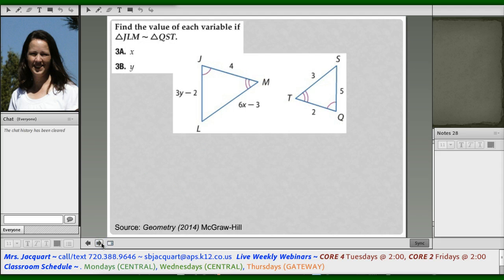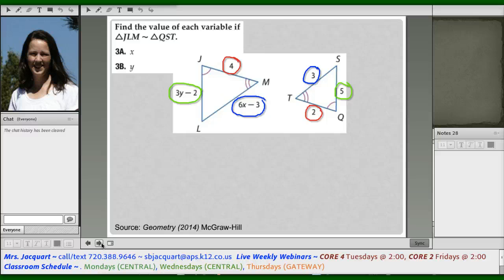Cool. Okay, so find the value of each variable if these two triangles are similar. If these two triangles are similar, then we have to figure out which sides match. 4 is floating between the two known angles. 2 is floating between the two known angles. 6x minus 3 is between the double angle and not knowing what we know, and 3. And then 3y minus 2 and 5.